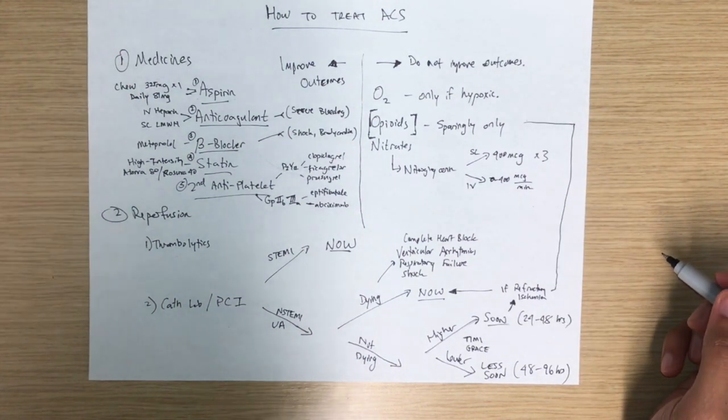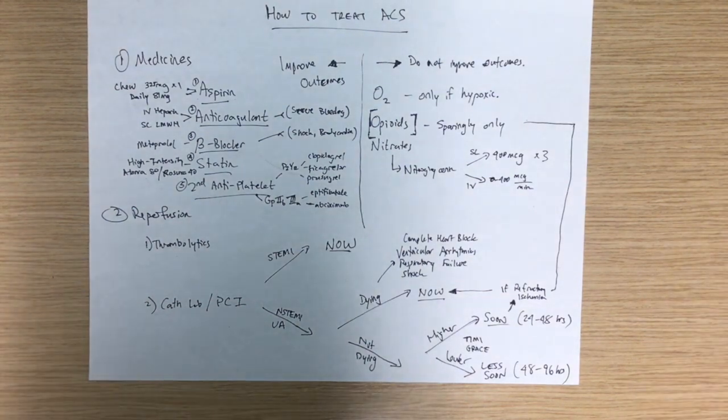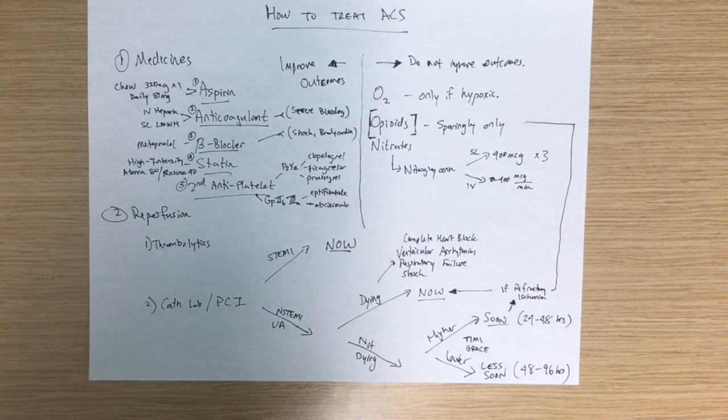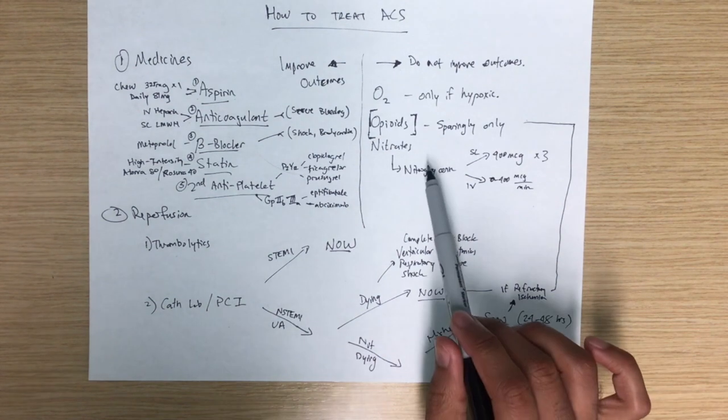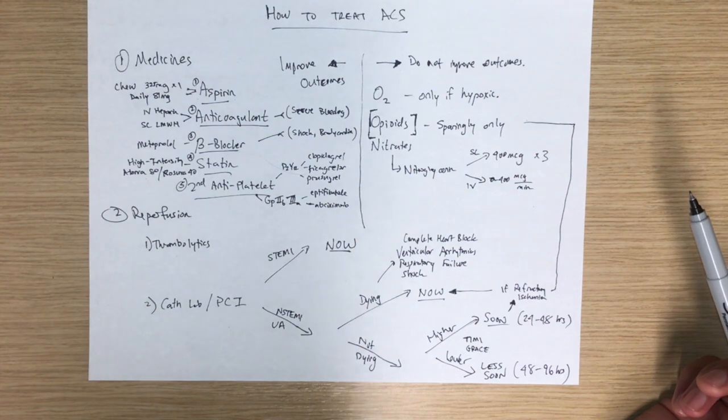All right, so just to summarize, once we've decided someone has ACS, how do we treat it? Well, first we give them medicines. There's this group of 5 medicines that we give to everybody with ACS unless there's an active contraindication, and that's aspirin, an anticoagulant, usually IV heparin, a beta blocker, usually metoprolol, a high-intensity statin, and a second antiplatelet agent. If they're having chest pain, you can give them nitrates. If they're hypoxic, you give them oxygen. Try to avoid opiates when possible.